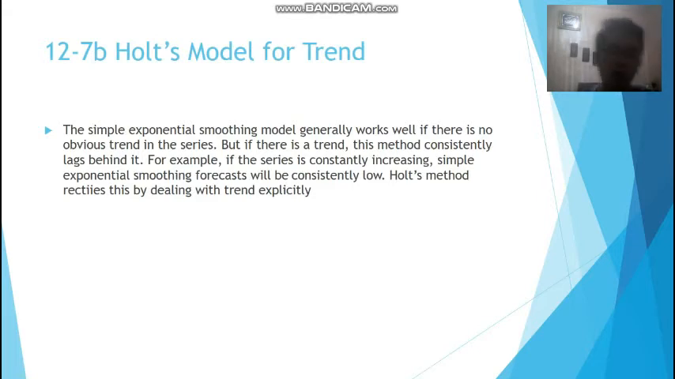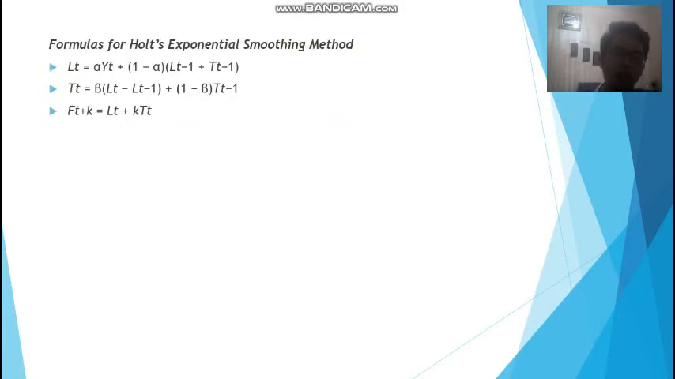Next is point 12.7b, Holt's model for trend. The simple exponential smoothing model generally works well if there is no obvious trend in the series. But if there is a trend, this method consistently lags behind it. For example, if the series is constantly increasing, the simple exponential smoothing forecast will be consistently low. Holt's method rectifies this by dealing with trend explicitly. That is the formula for Holt's exponential smoothing method.